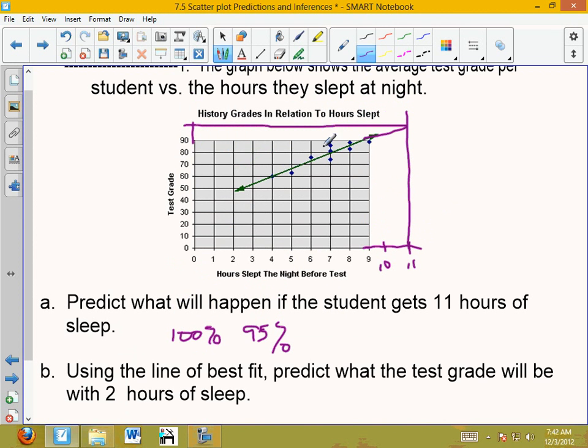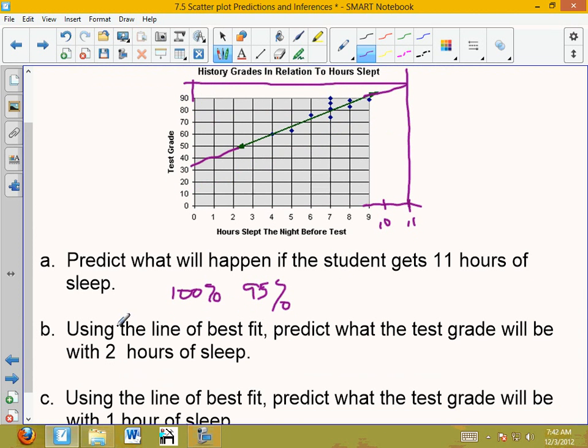Now, using a line of best fit, that means if there's not a line of best fit, you're going to want to put one in. And if the line of best fit doesn't extend to where you need it to be, you'll need to extend it. That's not very straight, but we're just making predictions. Using the line of best fit, predict what the test grades will be with 2 hours of sleep. So I go to 2 hours right here, and then I go up until I hit the line of best fit.